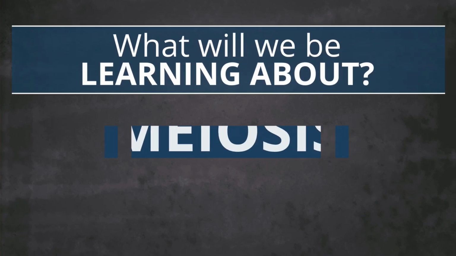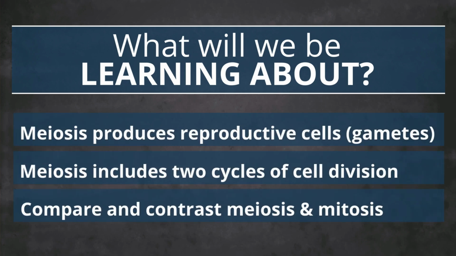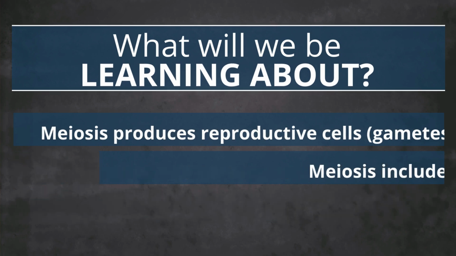By the end of the video, you'll be able to explain how meiosis results in the transmission of chromosomes, what's happening during the stages of meiosis 1 and meiosis 2, and describe how the process of meiosis compares with the process of mitosis you've already learned about during Unit 4. Let's start with the big picture.